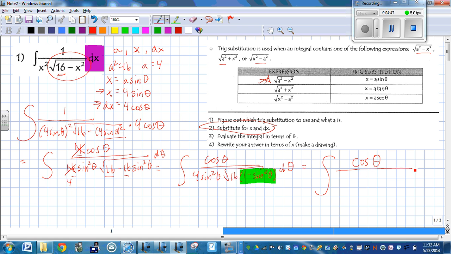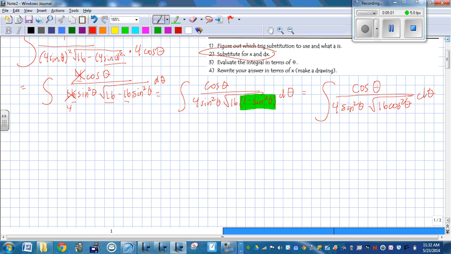Cosine of theta times 4 sine squared of theta, square root of 16 cosine squared theta, d theta. Okay, we're going down. I'm just going back over here. Simplifying is really what the whole process is here, so don't worry about it. Nothing too complicated.